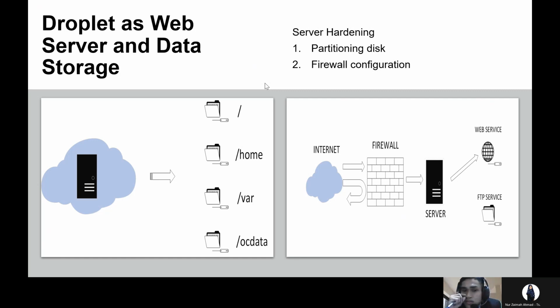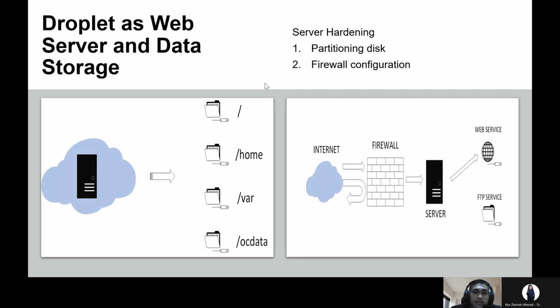So the second one, I will configure the firewall. It is to make sure the inbound and outbound connections are safely connected to the server. So in this configuration, only certain services will be open, which is the web service.